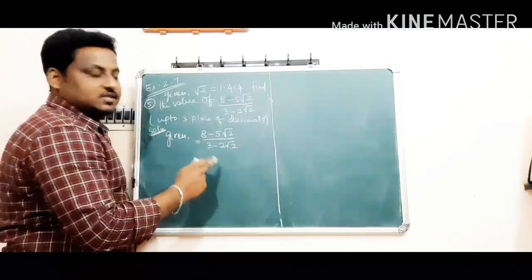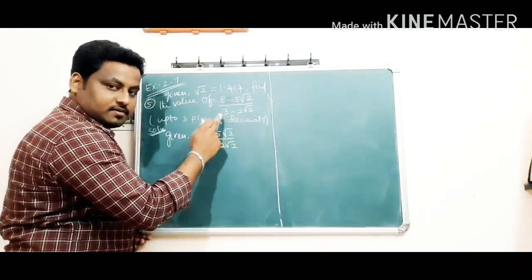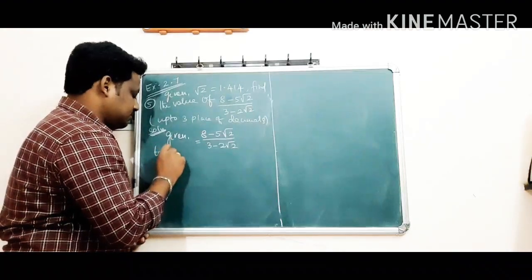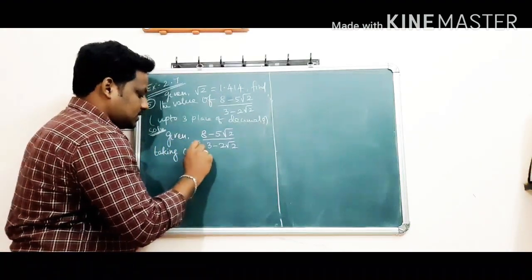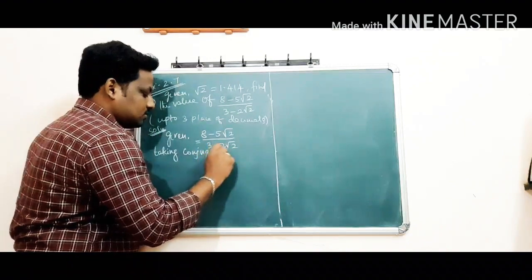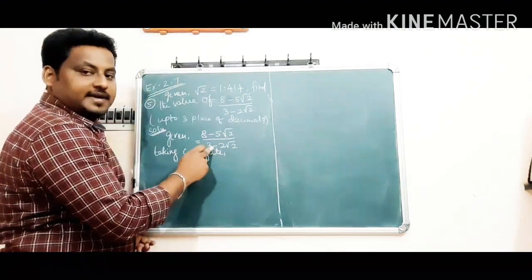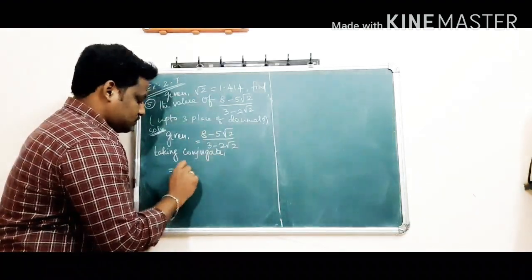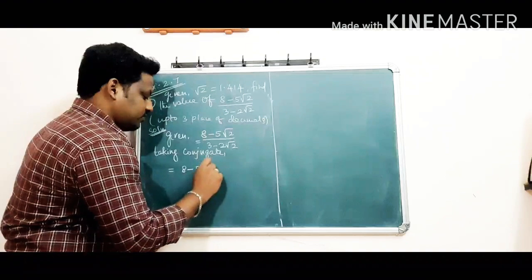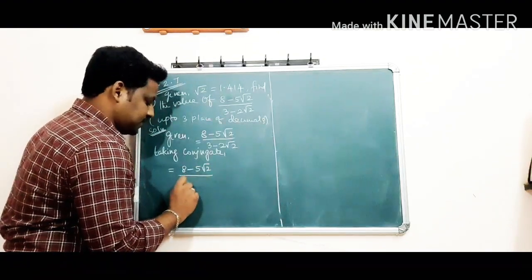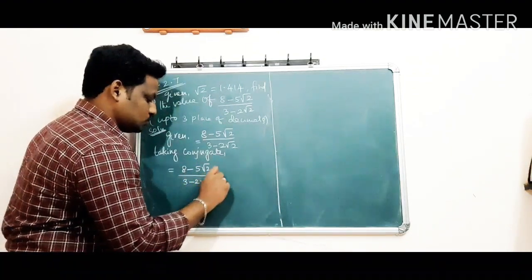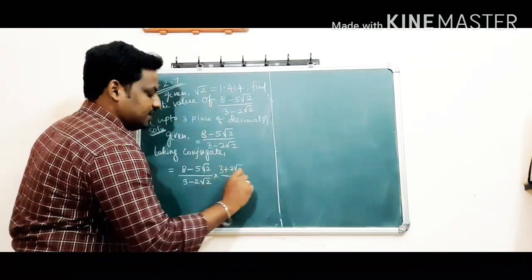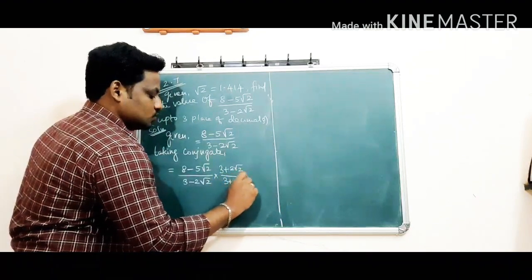Rationalize the denominator means you have to take the conjugate. Both numerator and denominator should be multiplied by the conjugate of 3 minus 2 root 2, which is 3 plus 2 root 2. So 8 minus 5 root 2 divided by 3 minus 2 root 2 is multiplied with 3 plus 2 root 2 divided by 3 plus 2 root 2.